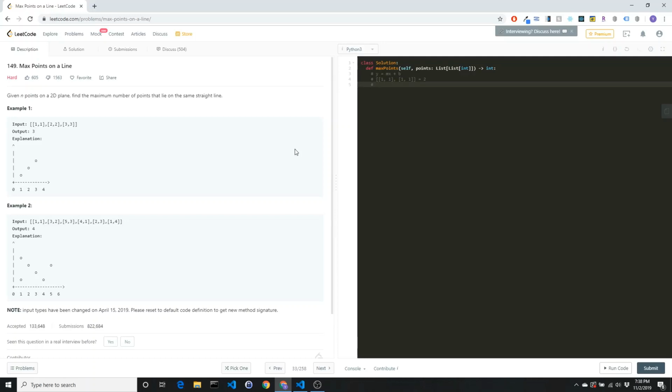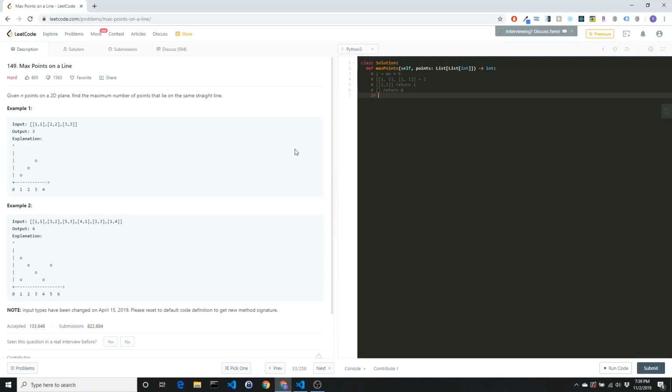The other one is that if only one coordinate is given, or no coordinates are given, then we just return the number of points. You can only have 1 point on that line, because it itself is going to form a line, and if there are none, it's 0. So we can handle this base case for now.